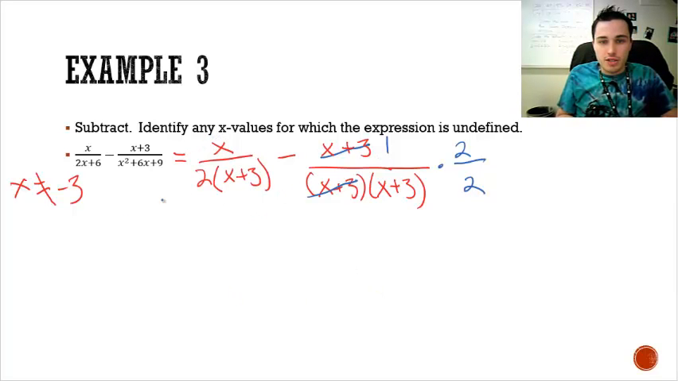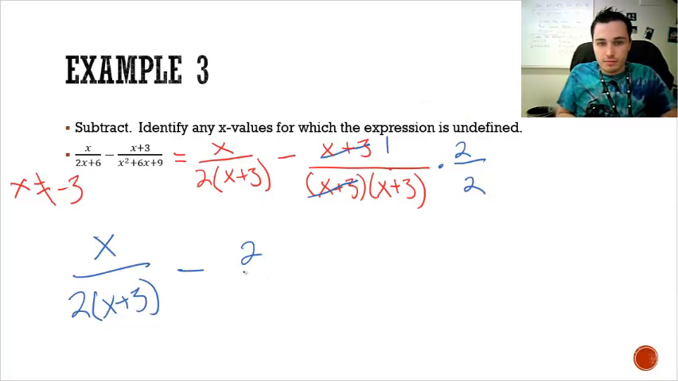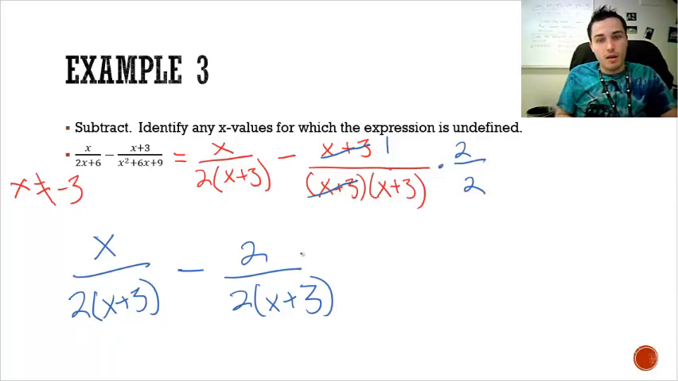Okay, so then in doing that, I've got the x over 2 times x plus 3 minus 1 times 2 is 2 over, again, that's just 2 times x plus 3. Same thing over on the left fraction. All right, well, the denominators are common, and I'm just subtracting. Oh, this is actually an easy subtraction problem, just x minus 2 over this, and we're done.